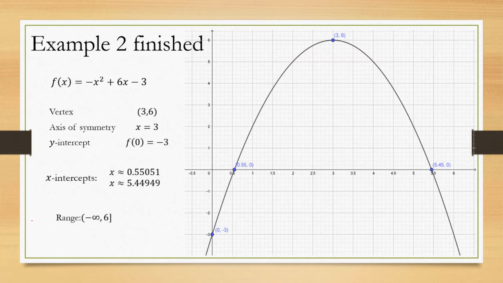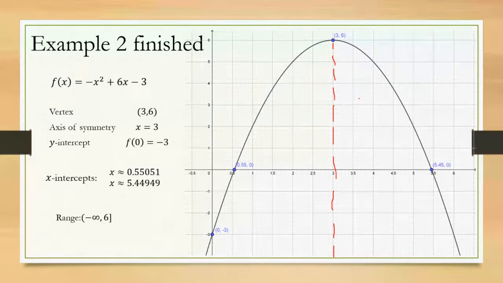What the heck, let me draw it. Let me draw the axis of symmetry as well. Oh my goodness gracious. One day I'll be able to draw straight line segments. We're doing this, as you can see. And again, that's the axis of symmetry. Hopefully you can see that the graph is symmetric about it.